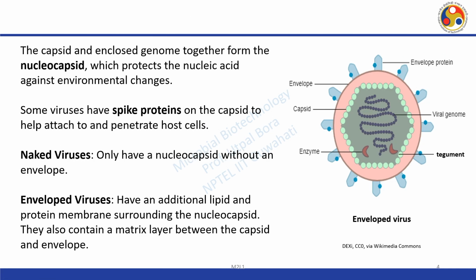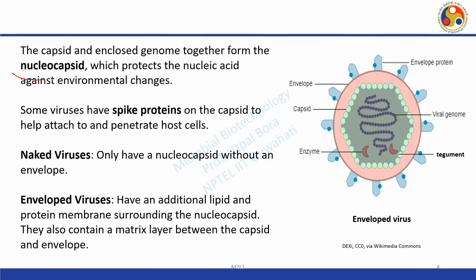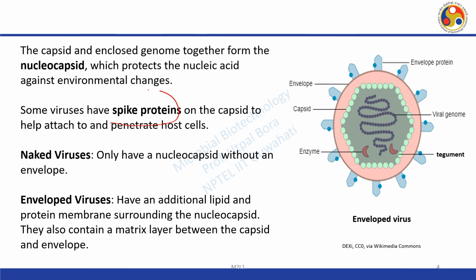The capsid and enclosed genome together form the nucleocapsid, which protects the nucleic acid against environmental changes, but there are cases where virions do not contain any capsid and the nucleic acid stays naked. Many viruses have spike proteins, as you can see in the case of coronavirus in the earlier picture, on the capsid to help attach to and penetrate host cells.